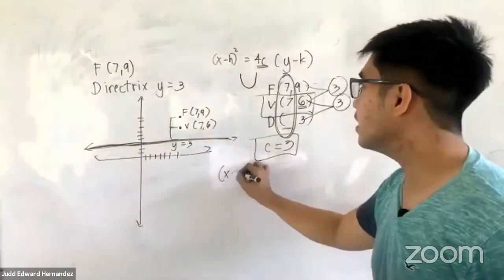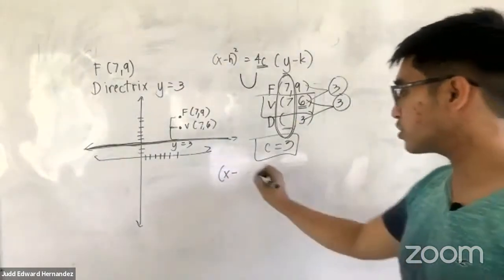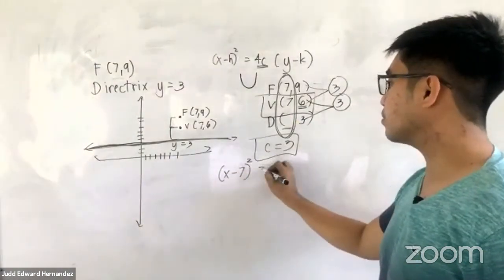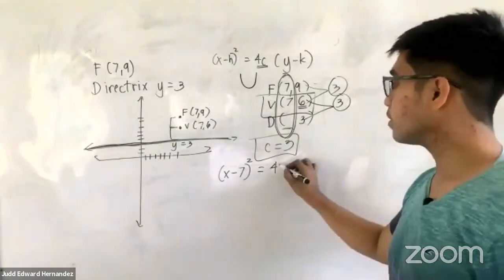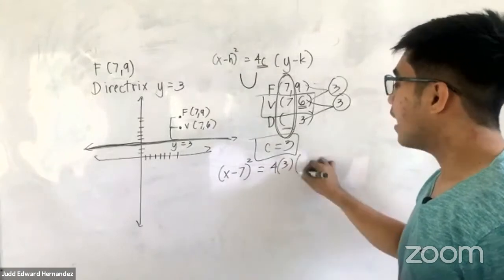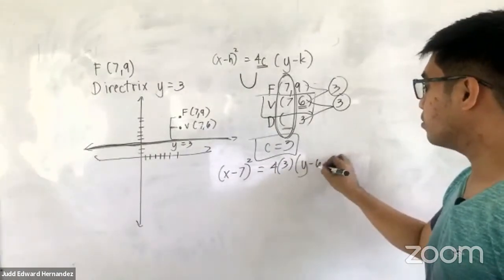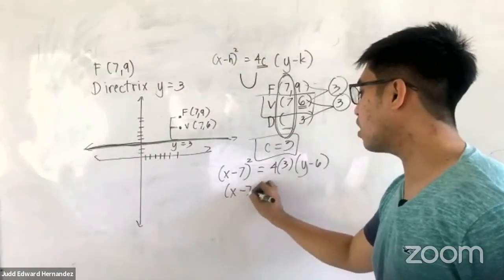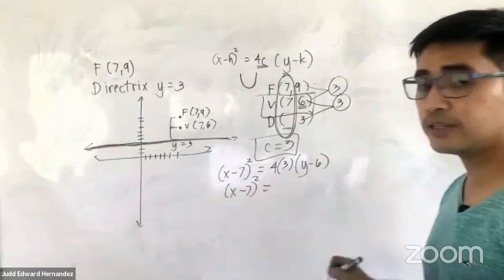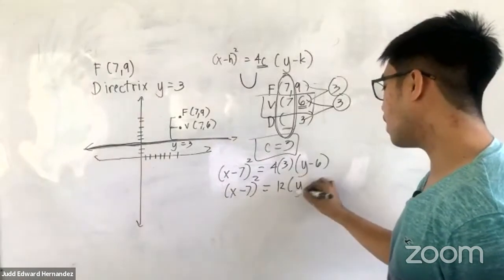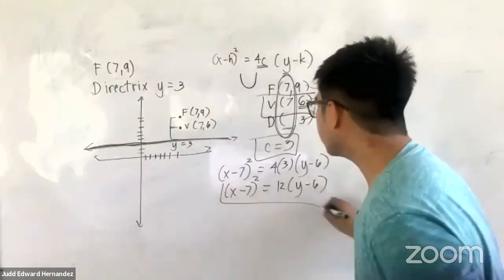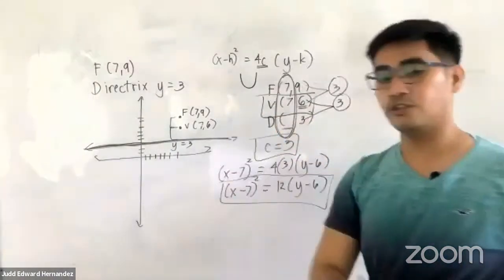And this becomes x minus what is the value of h? 7. Quantity squared is equal to 4 times what is c? 3. 3 times y minus 6. Simplifying, we'll now be having x minus 7 quantity squared is equal to 4 times 3, 12, 12 times y minus 6. And this is now the equation.